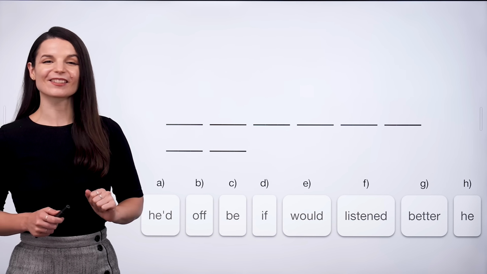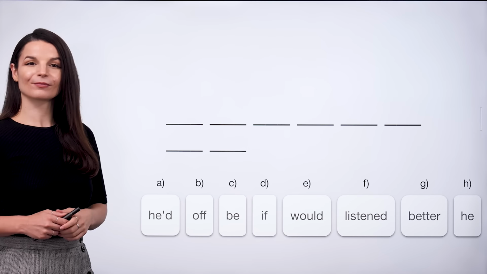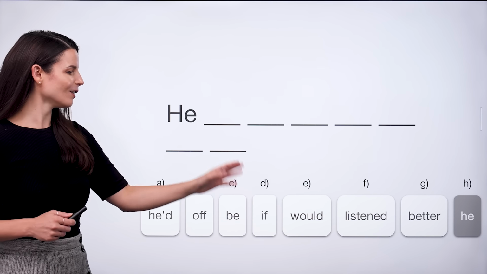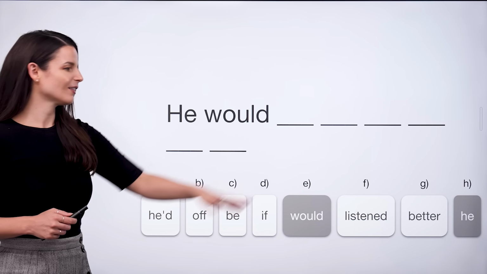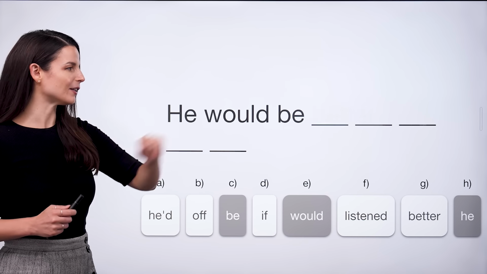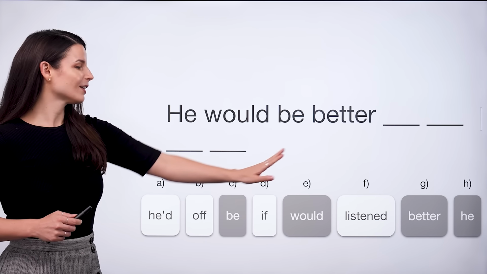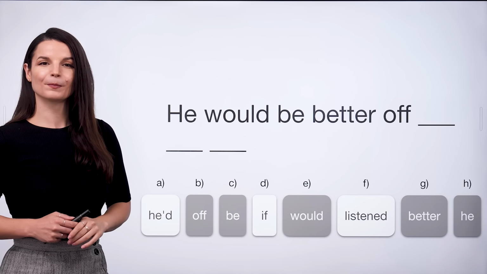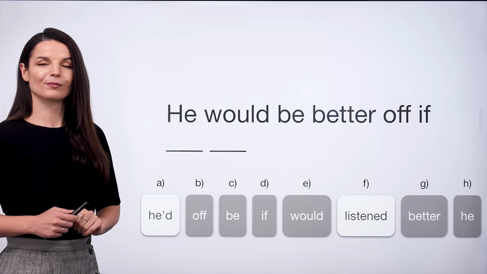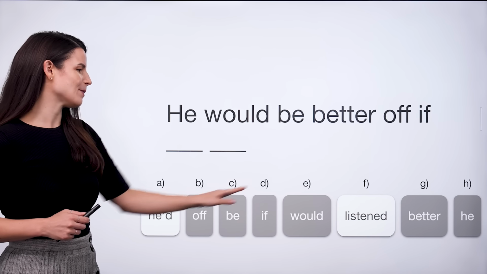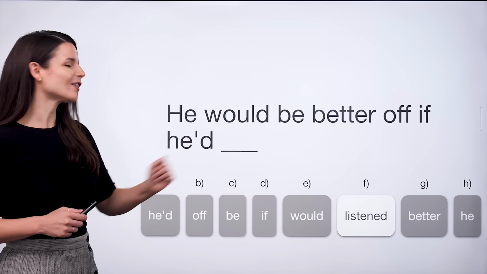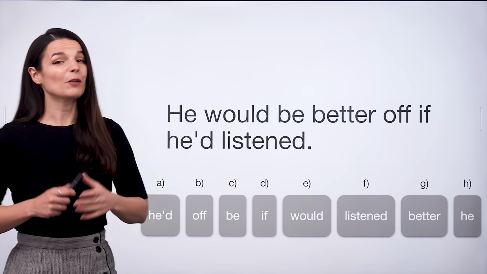Unscramble the words to make a sentence. He would be better off if he'd listened.